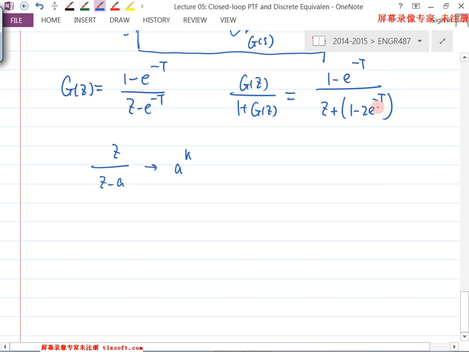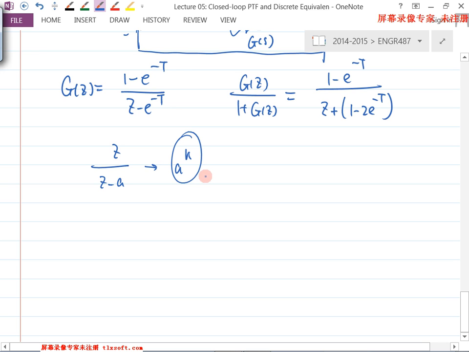Ultimately, let's say you have 2 poles or you have 1 pole. Ultimately, the inverse of this is going to be basically a to the power of k, and a here is what? It is the pole, right? So if you just look at this one here, then the stability is purely based on the location of the pole, right? Just like a continuous system.